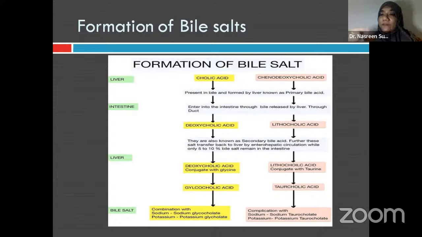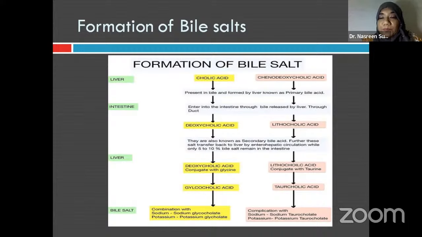So along with that food, this bile acid will get mixed up. Okay, so again when it reaches the liver, this deoxycholic acid will form a conjugate with glycine. Conjugate means what? It combines with glycine. Large molecule combination will be called a conjugate. Okay, so deoxycholic acid will conjugate with glycine, and lithocholic acid is going to conjugate with taurine.